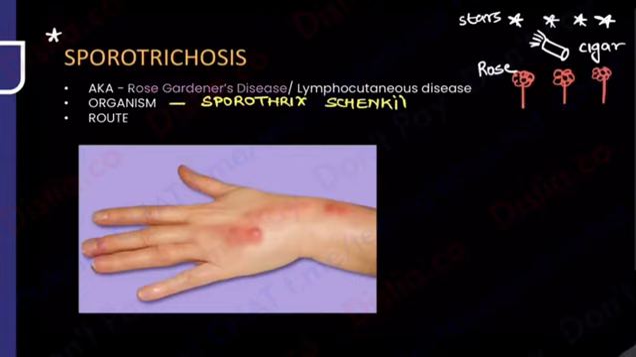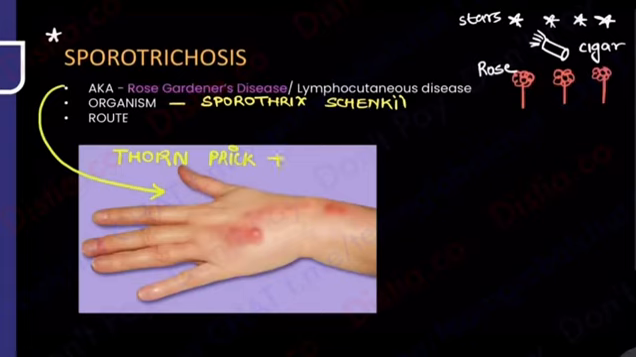It is known as the rose gardener's disease. So see, the story of the rose has come. Why do you call it a rose gardener's disease? Because they will always tell you about a person who's working with rose bushes. If there are roses, there will always be a thorn, so they will give you a history of a thorn prick.